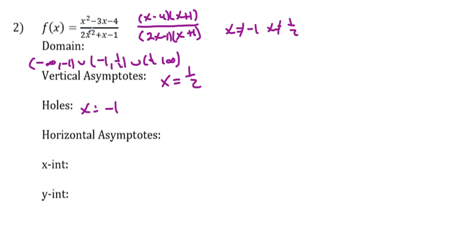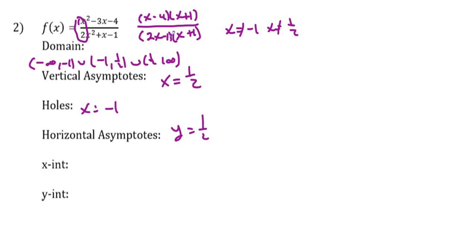Horizontal asymptotes. Well, these are the same, 2 on 2. So what we're going to do is create the ratio of the leading coefficients, that's a 1 right there, 1 over 2, right there. So the horizontal asymptote is y is equal to 1/2. That's going to be the line y is equal to 1/2.